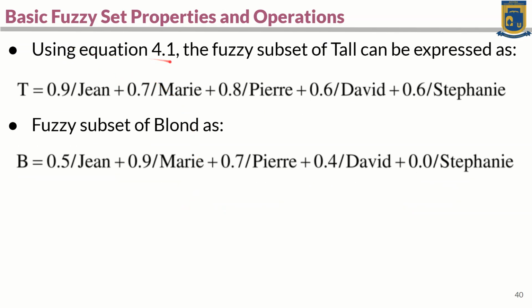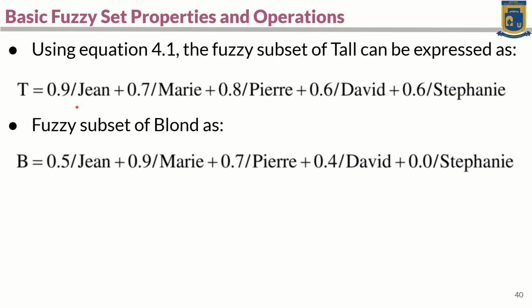So let's look at this over here. This is our subset for tallness. I did explain this. Look at how it is written: 0.9 Jean, 0.7 Marie, 0.8 Pierre, 0.6, and look at it, we are adding them. This is how it is written. Then look at the blondness: 0.5 Jean, 0.9 Marie, all the way to the end. So here we are adding.